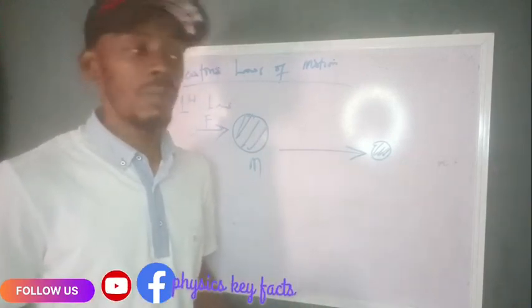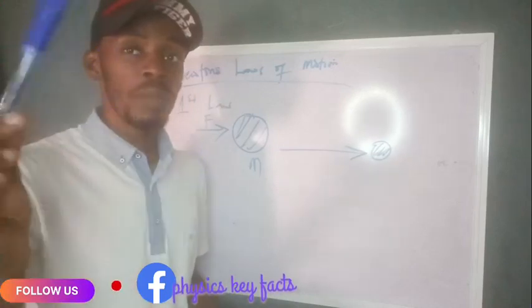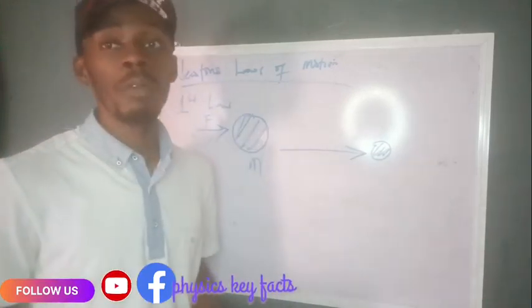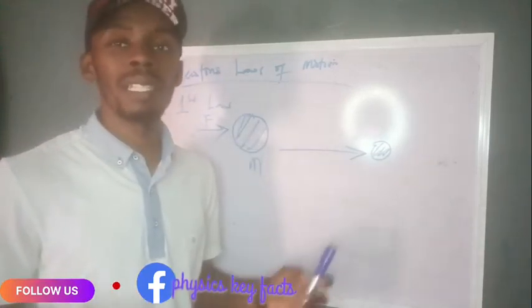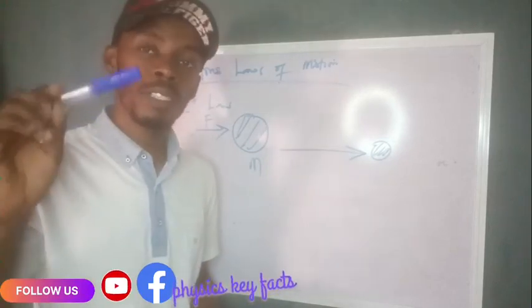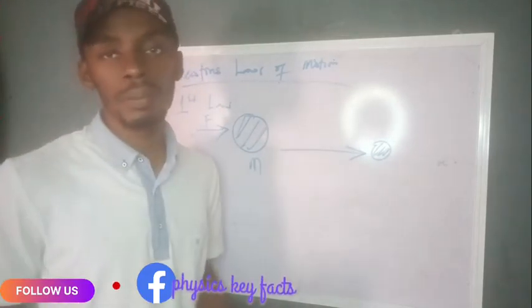A very good instance: if I drop this pen on a table, this pen will continue to remain on that table except there's an external force that acts on this pen to leave the table.